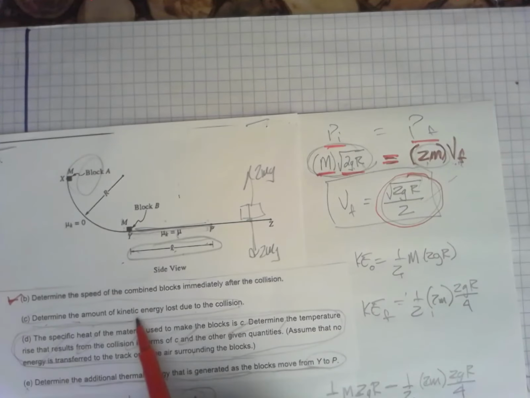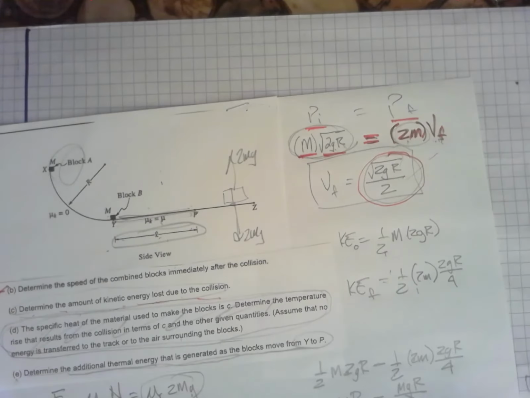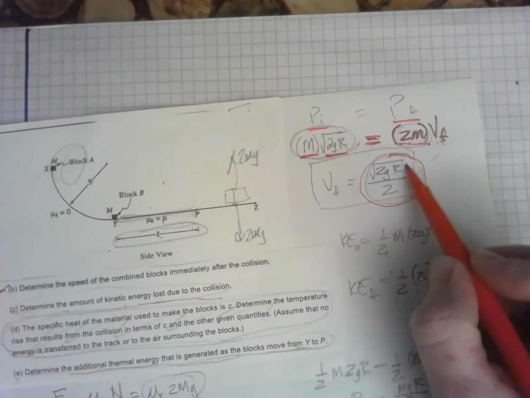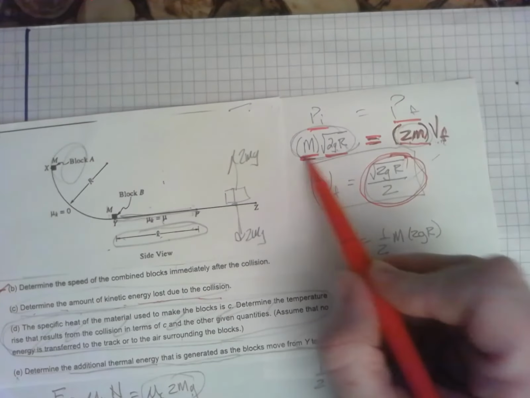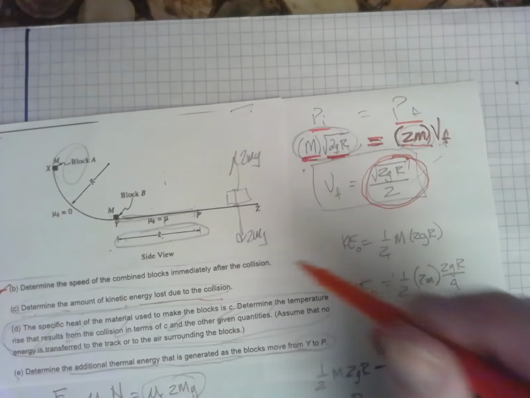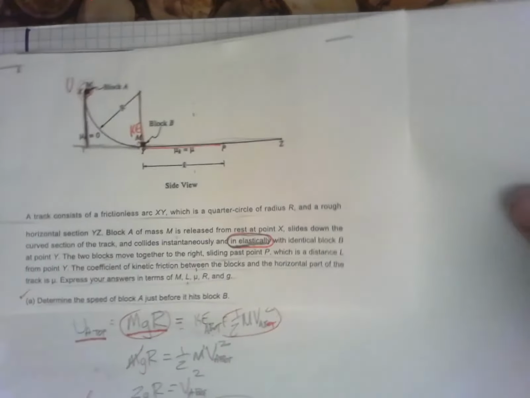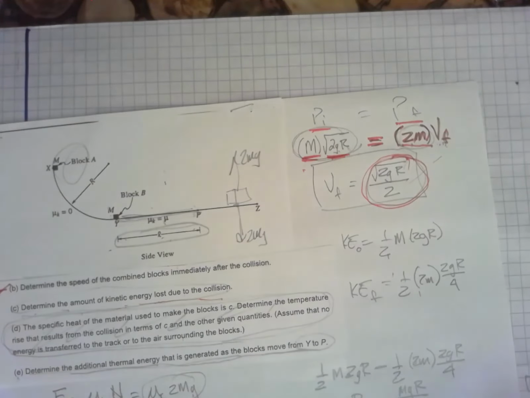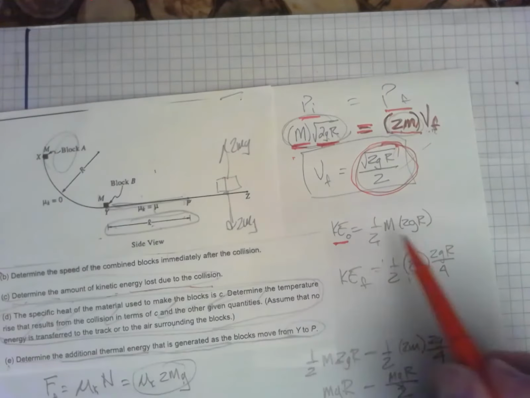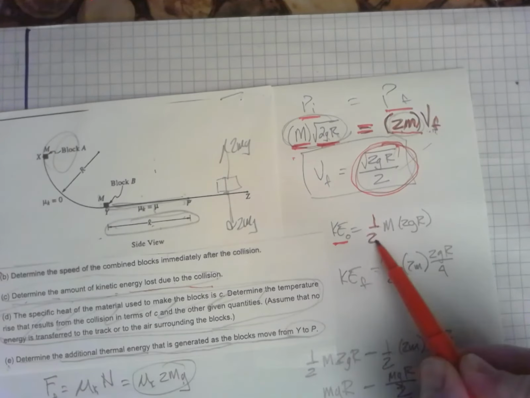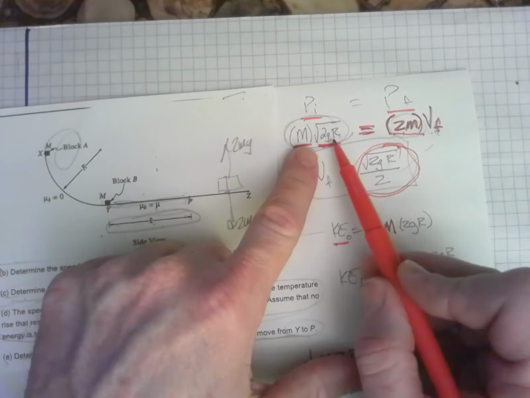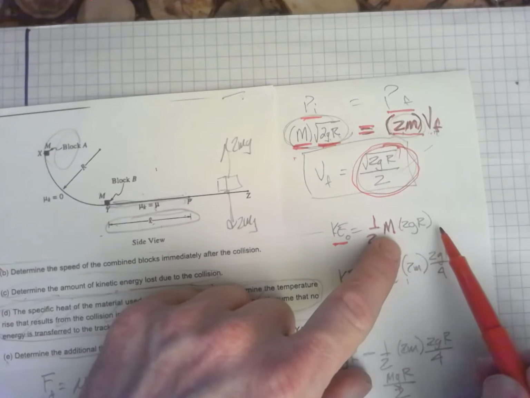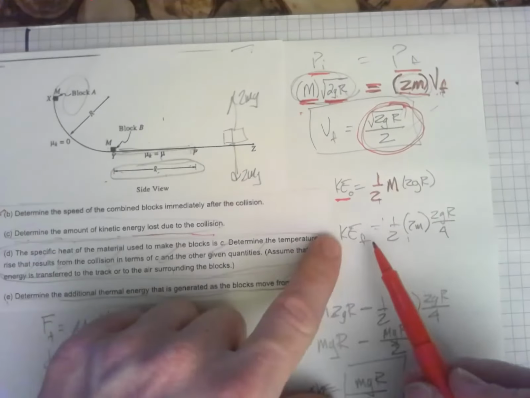C, determine the amount of kinetic energy lost during the collision. So we now know the mass and velocity of the objects after the collision. That's enough to get kinetic energy after. And we know the mass and the velocity before the collision, and that's enough to get the kinetic energy before. In fact, we already had the kinetic energy before. We wrote it right here, but we're going to keep it in terms of 2gr and everything. So before the collision, it's just block A, and its kinetic energy is 1/2 m, just one mass in this case because it's just block A, and then velocity squared. Well, the velocity is square root of 2gr. So if I square that, I just get 2gr. Cool?